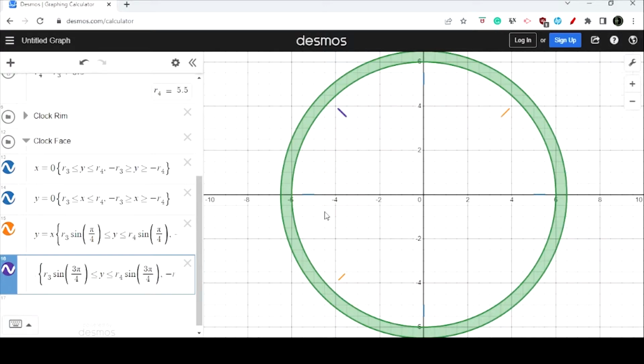So this would be r3 times the sine. That would give us this value here. R4 would give us that value up here. So minus R3 would give us this value down here. So this should actually be flipped.